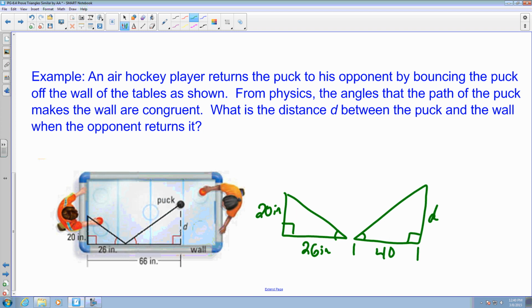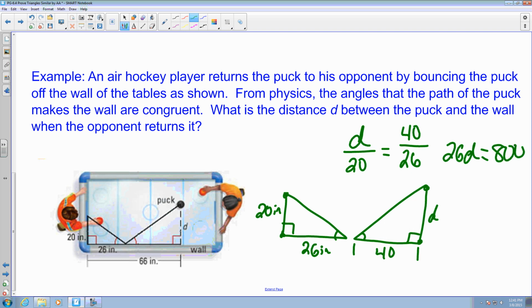So I can say that this side will line up with this side here. So I can say that D over 20 equals, and since I put the larger triangle up top, I'll put the 40 over 26. Do the cross product, so I get 26D equals 40 times 20, which gives me 800. And dividing both sides by 26, that means D roughly equals 30 point, let's say 7, and it was inches.